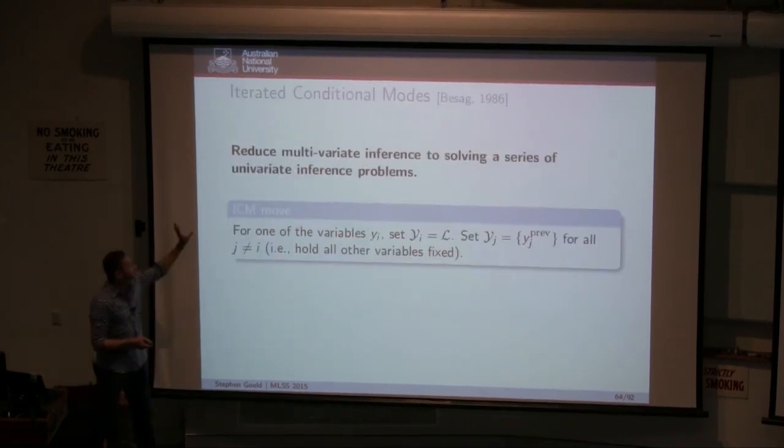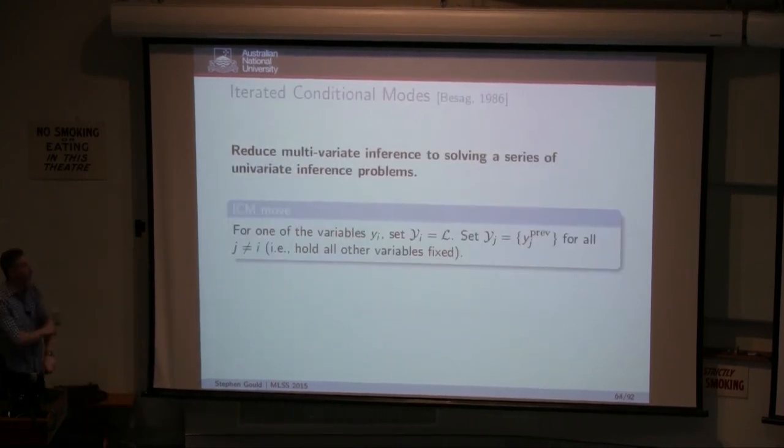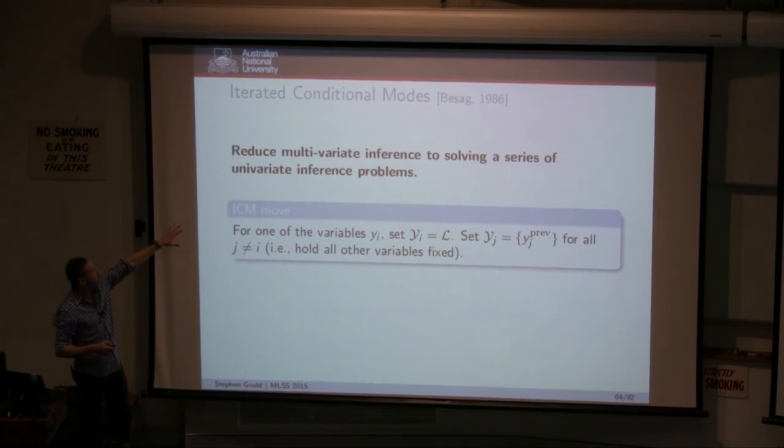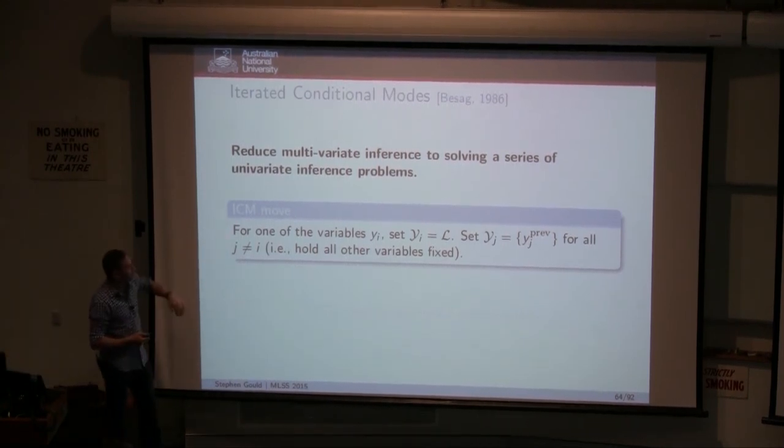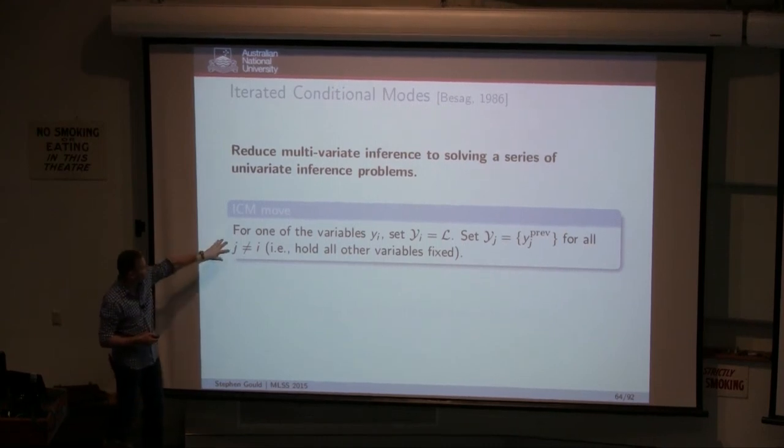All right. The most simple version of a move-making algorithm is an algorithm known as iterated conditional modes. And this was, I guess, formalized in 1986. It was probably known well before that. Okay, so here in this problem, we're going to reduce the multivariate, multi-label inference problem into a series of univariate inference problems, which we can solve very efficiently, right? We're only doing inference over a single variable.